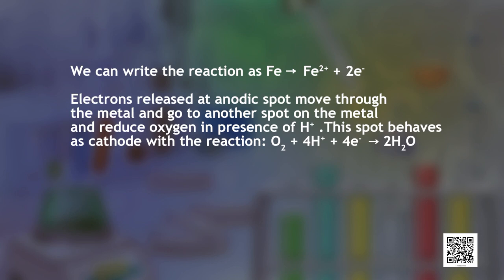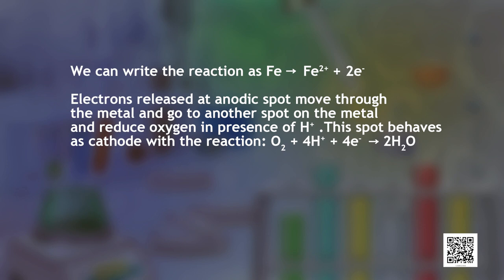At a particular spot of an object made of iron, oxidation takes place and that spot behaves as anode. And we can write the reaction as iron getting oxidized to ferrous ions with the loss of 2 electrons. Electrons released at the anodic spot move through the metal and go to another spot on the metal and reduce oxygen in the presence of hydrogen ions.